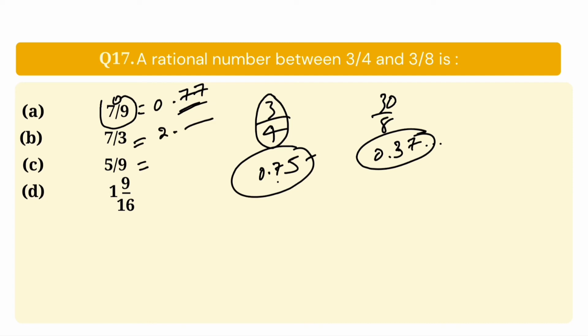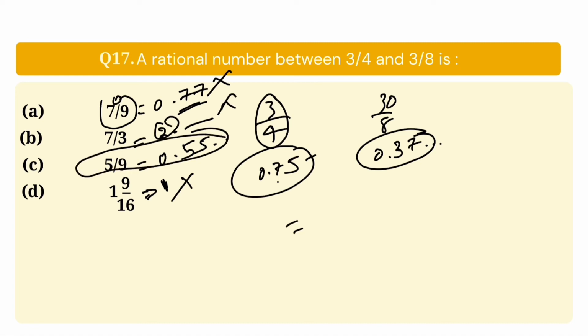If you check 5 by 9, it is 0.5 and so on. The other options are greater than 1 or crossing 0.75. We require a rational number between 0.375 and 0.75, so 7 by 9 is not one, it is crossing 0.75, and the other is 2-something, so it is not one. The only one left over is 5 by 9. So the rational number between these two is 5 by 9.